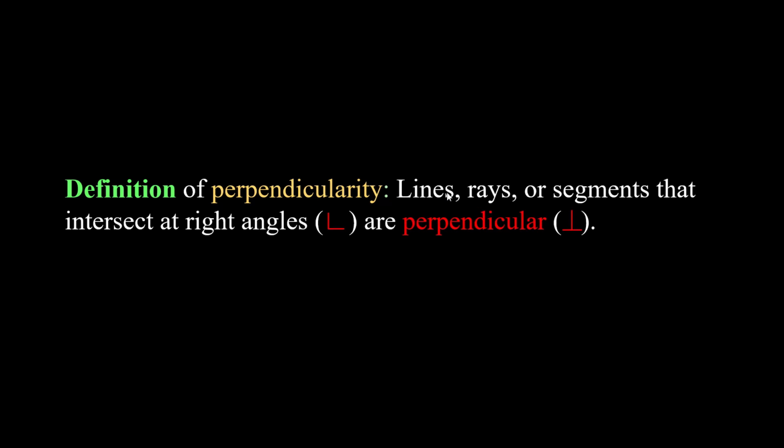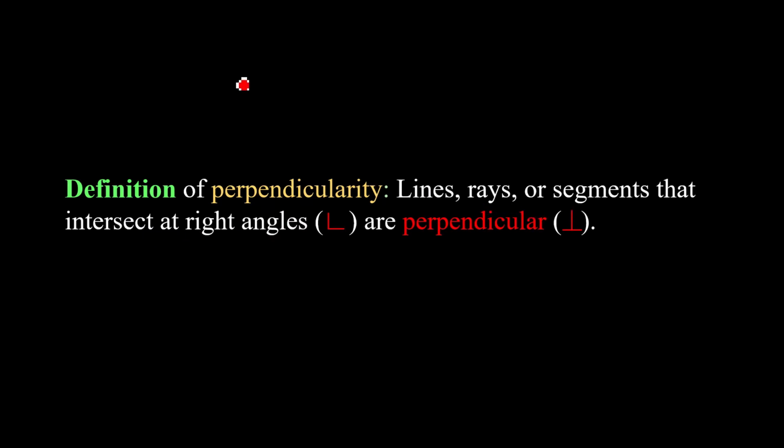So what does it mean for two line segments or rays to be perpendicular? We have to know the definition of perpendicularity. The definition of perpendicularity is simply lines, rays, or segments that intersect at right angles. Remember, lines can be perpendicular, rays can be perpendicular, or segments can be perpendicular, right? So the definition is that lines, rays, or segments intersect at right angles.